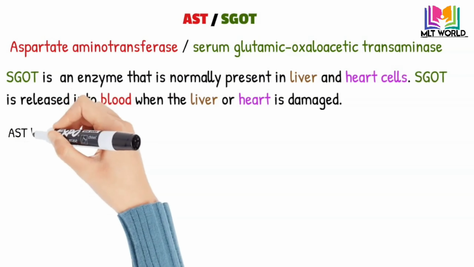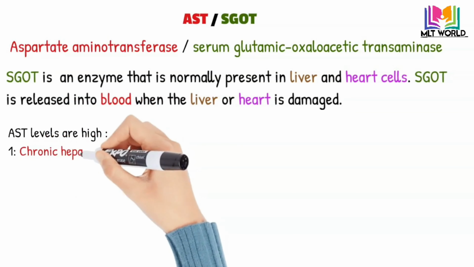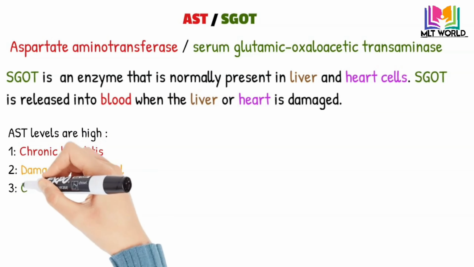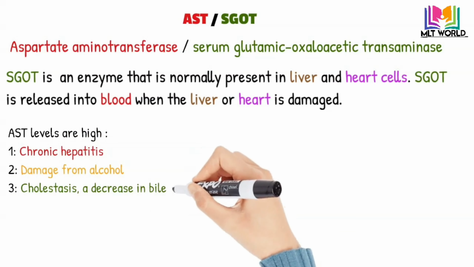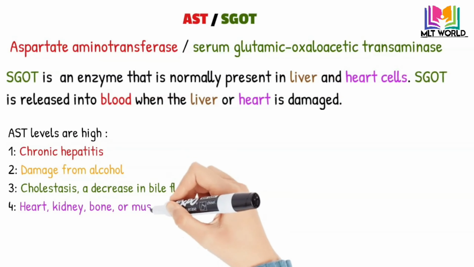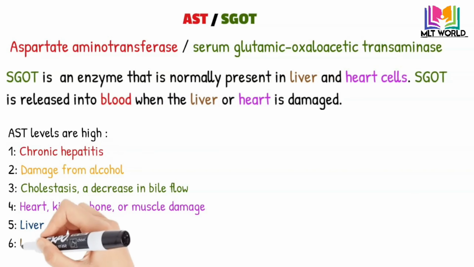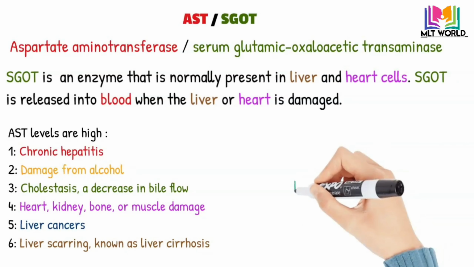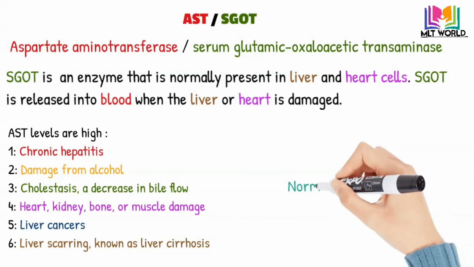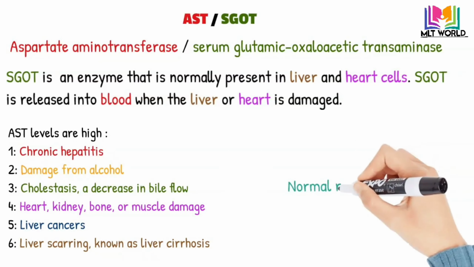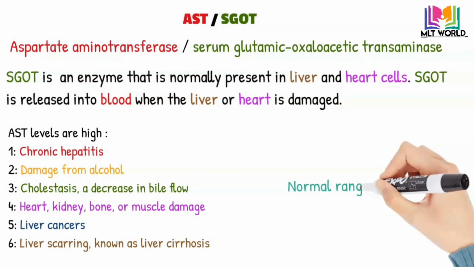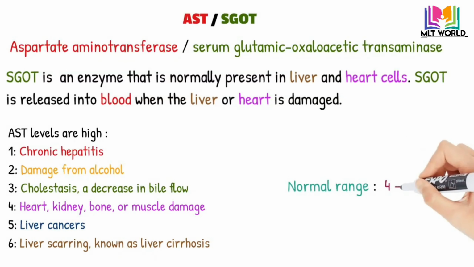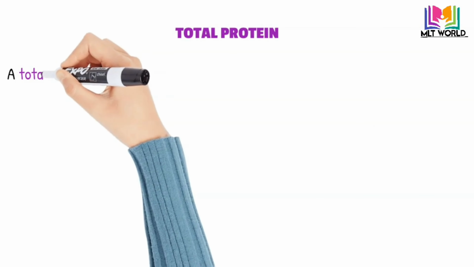So AST levels are high in chronic hepatitis, damage from alcohol, cholestasis, and heart, kidney, bone, and muscle damage, liver cancers, and liver scarring known as liver cirrhosis. Normal range of SGOT is 4 to 38 U per L. So as AST is present in liver and heart cells also, ALT is more specific than AST. Next is total protein.